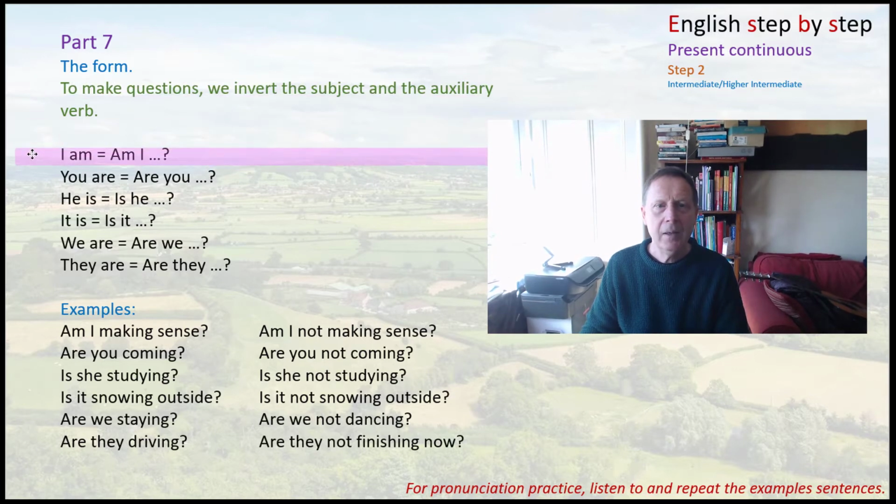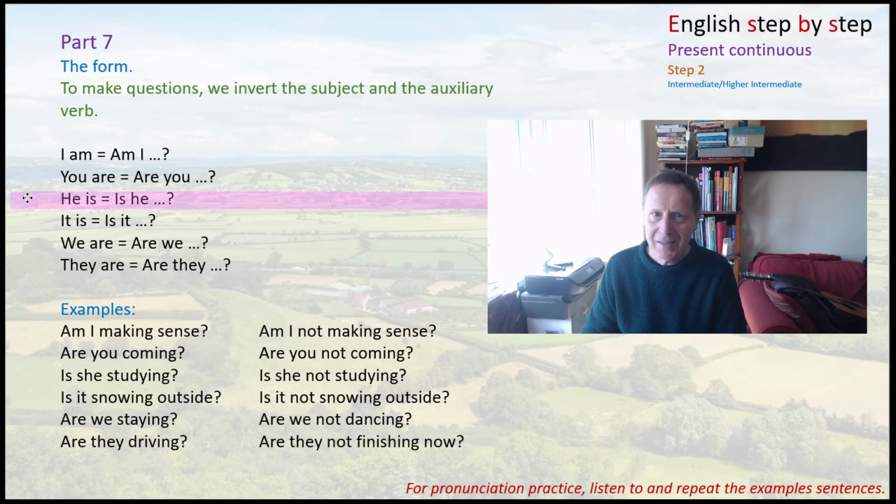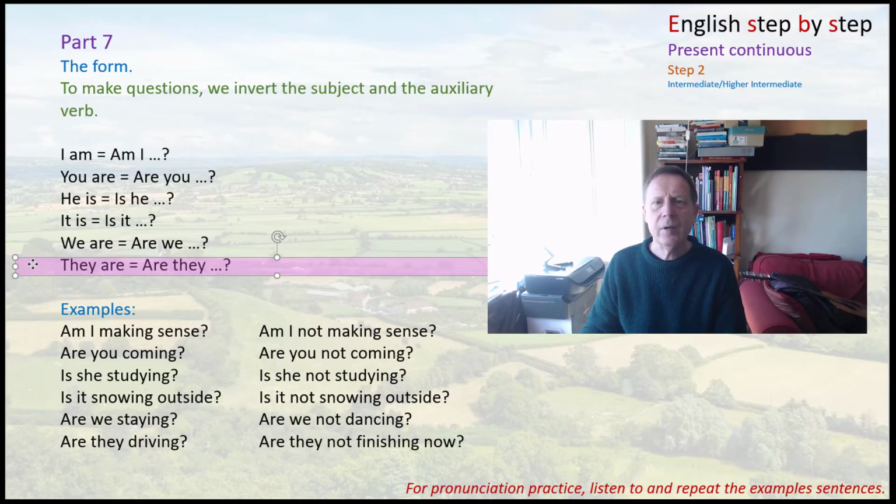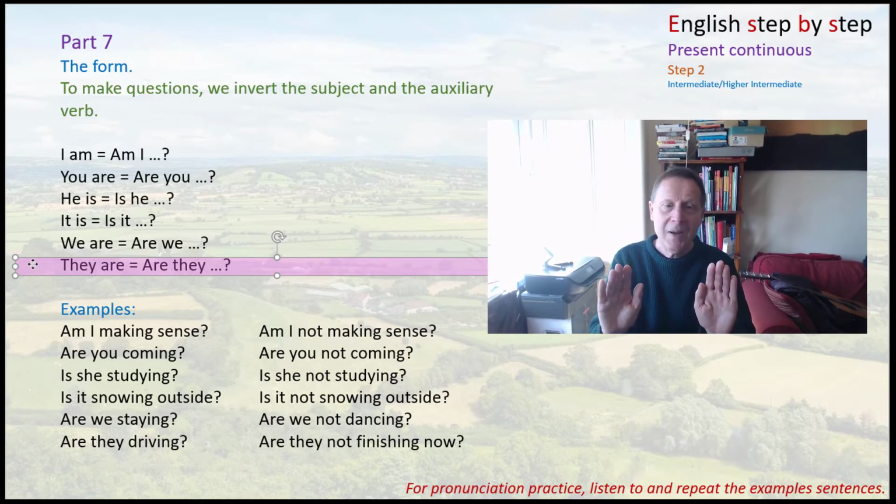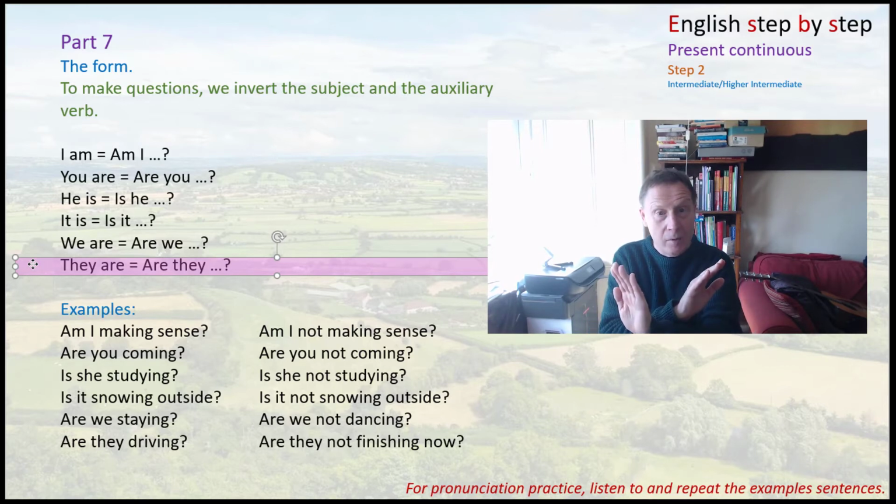I am becomes am I. You are becomes are you. He is becomes is he. It is becomes is it. We are becomes are we. They are becomes are they. And it's the same with names of people as well. For example, John is becomes is John. John and Mary are becomes are John and Mary.